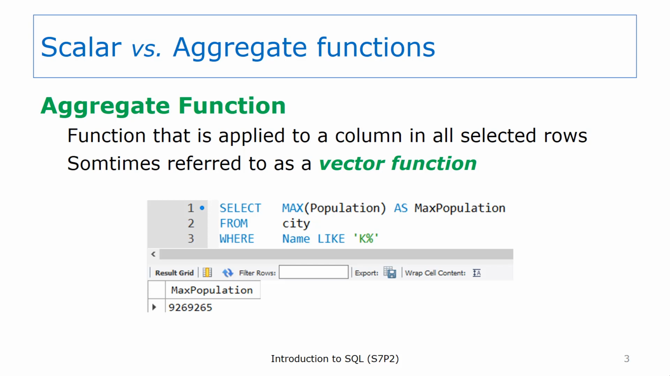An aggregate function works in conjunction with the where clause, if there is one. The where clause determines if a row is included in the result set. In this case, the only rows that will be considered are those where the city name begins with K. Once the result set membership is determined, the max function is applied to the specified column over the result set.